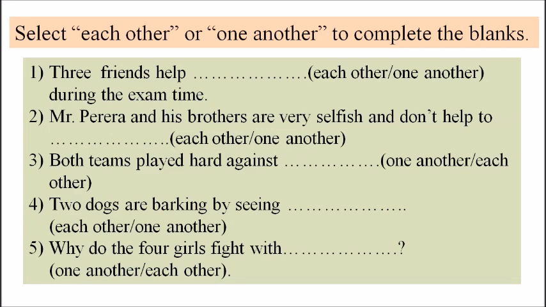Choose the most appropriate reciprocal pronoun to complete the sentences meaningfully. Number 1. 3 friends help blank during the exam time. Number 2. Mr. Pereira and his brothers are very selfish and don't help to blank. Number 3. Both teams played hard against blank.